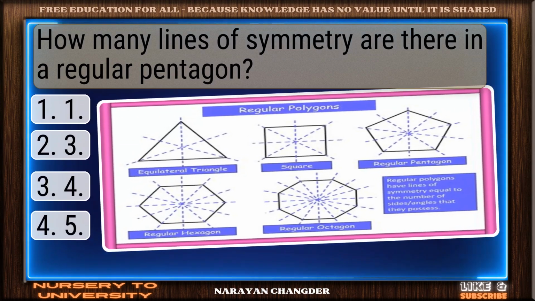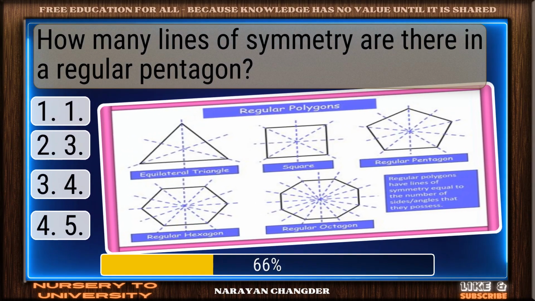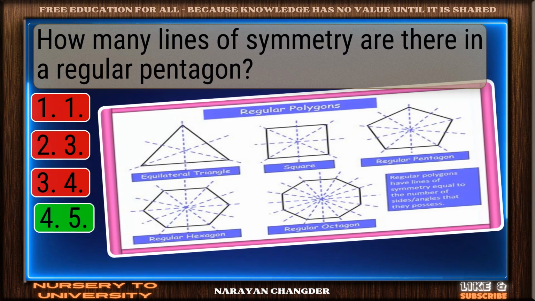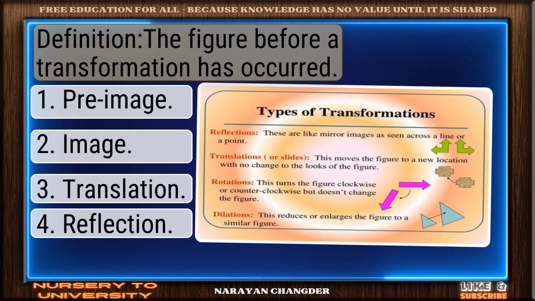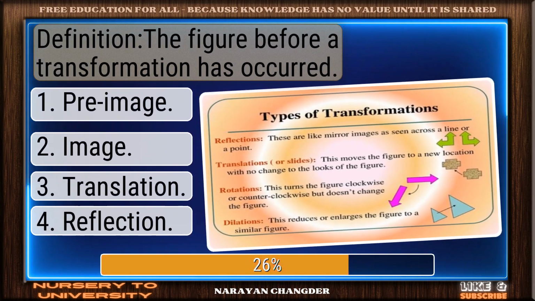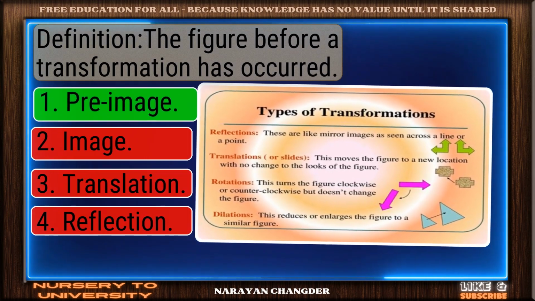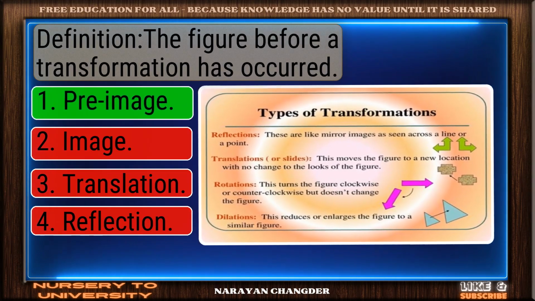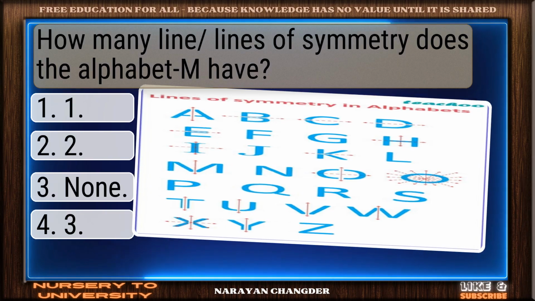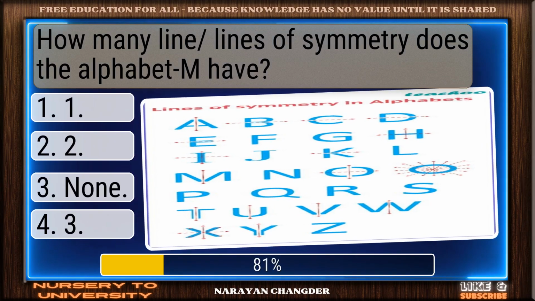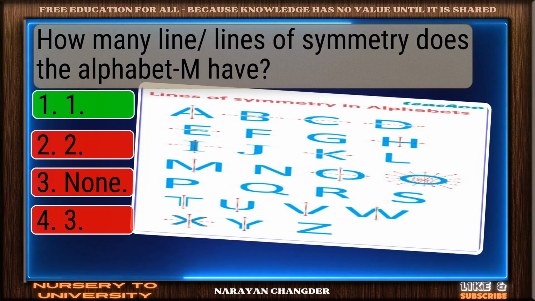How many lines of symmetry are there in a regular pentagon? Well done. 5 is the right choice. Definition: the figure before a transformation has occurred. You're right. Pre-image is the correct answer. How many lines of symmetry does the alphabet M have? Nice selection. 1 is the correct and valid answer.